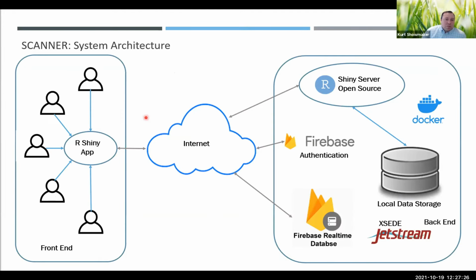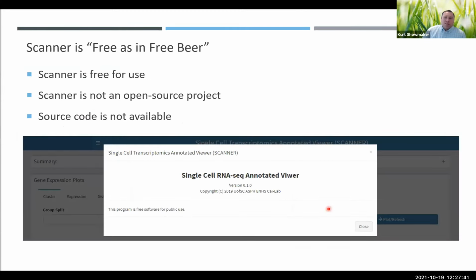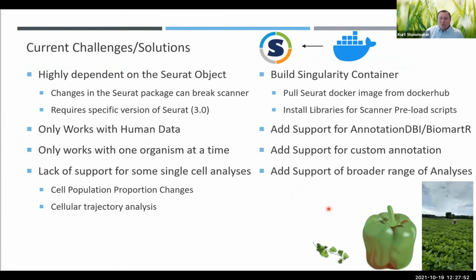So this is the system architecture of the scanner app: the users log on to the RShiny app through the internet, and it is hosted on Jetstream, running on a Docker image with Firebase authentication and Firebase real-time data management. Scanner is free, as in free beer. So it's free for use, but Scanner is not an open source project at the moment, and the source code is not available. So that kind of limits what you can do with this platform.